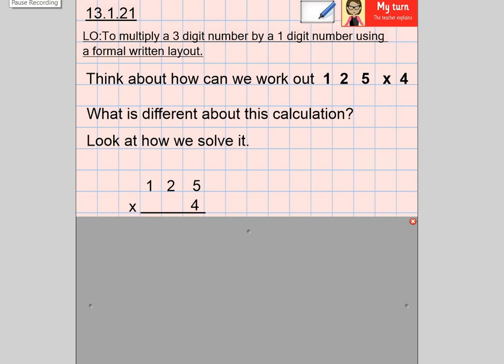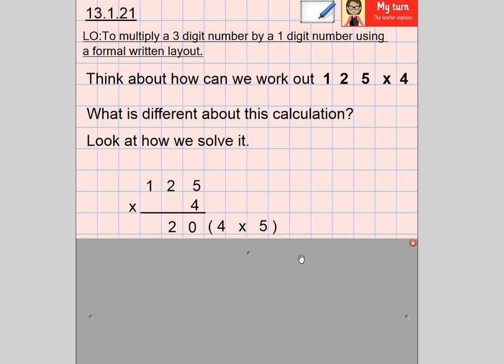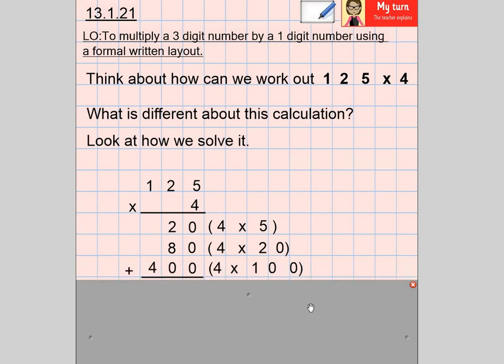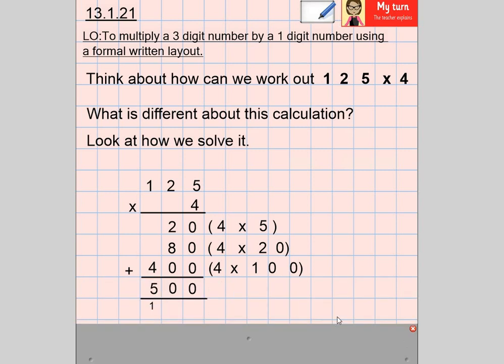We set it out in exactly the same way, but this time you need to partition hundreds, tens and ones. So this one would be 100, 20 and 5. We start with the ones, so 4 times 5, 20. 4 times 20 equals 80. And 4 times 100 equals 400. And then we add those together to get the final answer of 500.